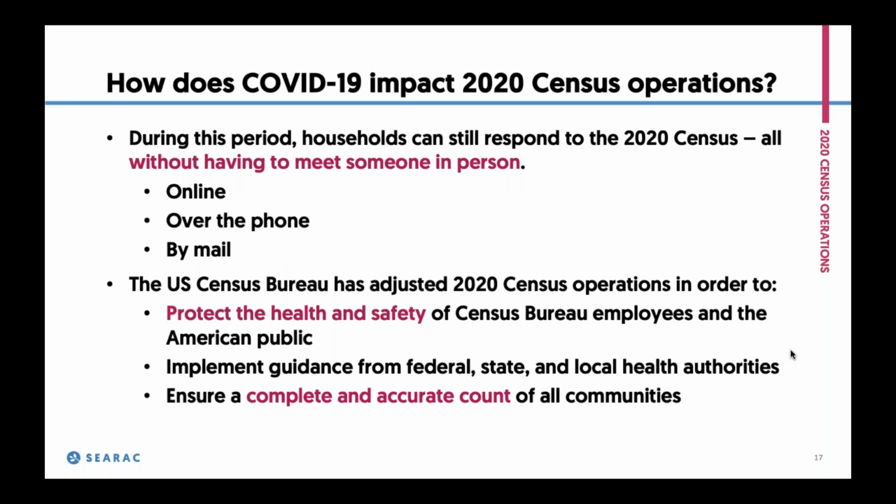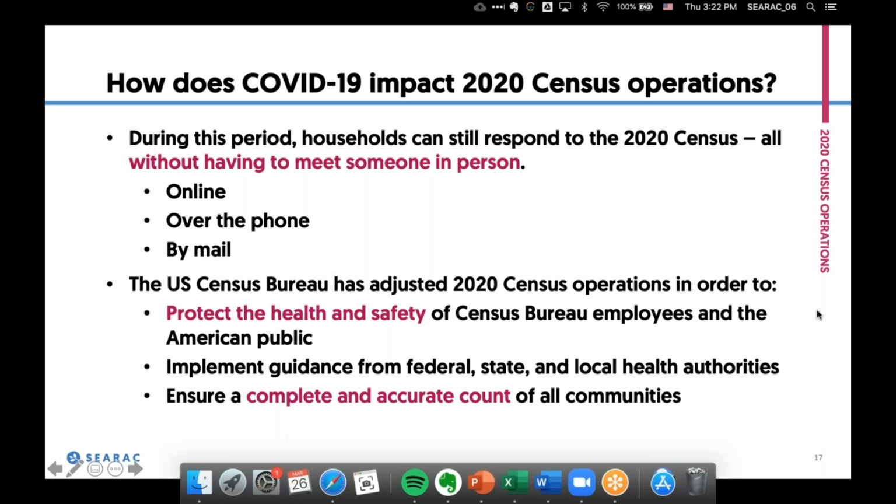Awesome. So next, I wanted to share how COVID-19 has impacted 2020 census operations. So like I mentioned, during this period, households can still respond without having to meet anyone in person. So that means you can respond online, over the phone, or when those census packets come in the mail to folks who haven't responded yet, you can send that in without ever having to meet anyone in person. So that's the top line message that we want folks to reiterate, that it's never been easier to fill out the census from the comfort of your own home. So that's something you can reassure your community members about: if you don't want to be in contact with anyone for public health reasons, you don't have to be to fill out the census.